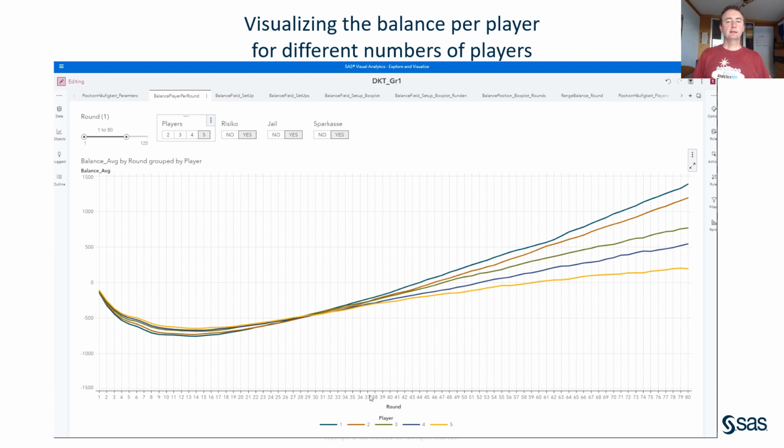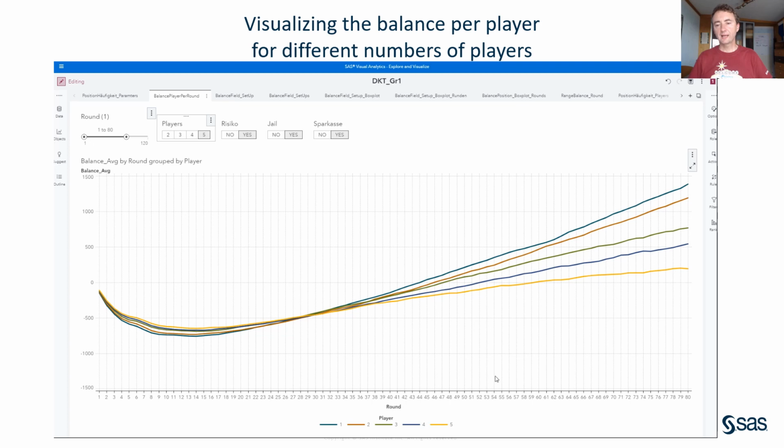Let's finally take a look at the course of the balance per player. Player 1 is the player who starts, player 2 is the second one, player 5 is the one who comes at the end. You will see here that player number 1 has a lower balance at the beginning of the play because he has more chances to buy properties, so he spends more money at the beginning.